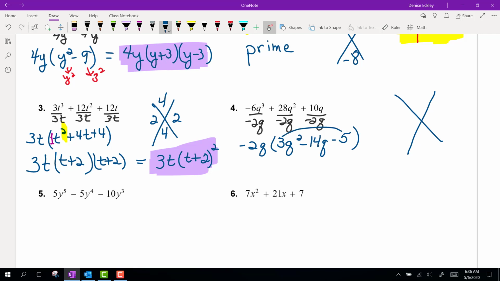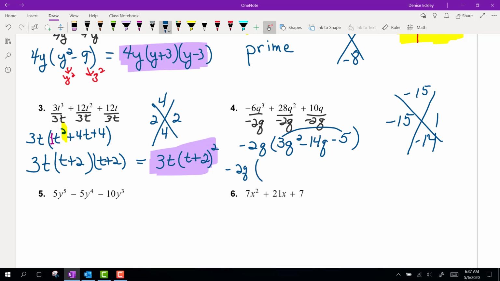So I'm going to multiply 3 and negative 5. I get negative 15. And then I'm looking for two numbers that multiply to give me negative 15, and when added give me negative 14. So that's pretty simple. Since 14 is only 1 away from 15, it must be negative 15 and 1. So I'm going to keep my negative 2q here. And then what I'm going to do is I'm going to group.